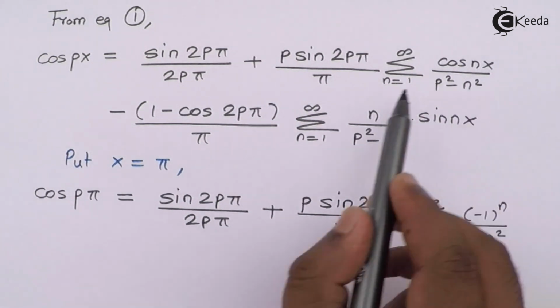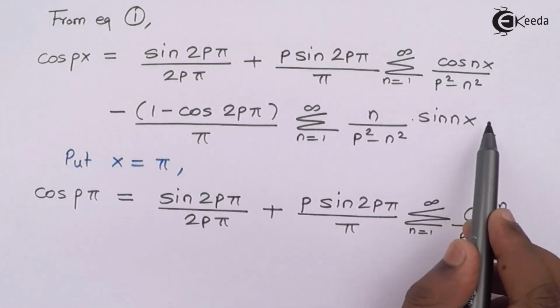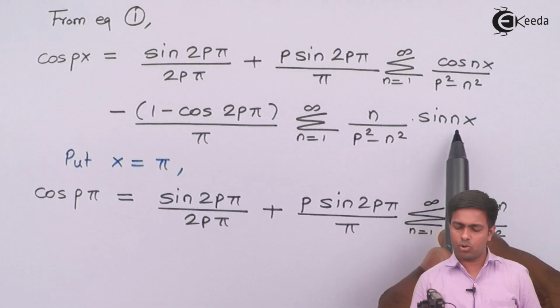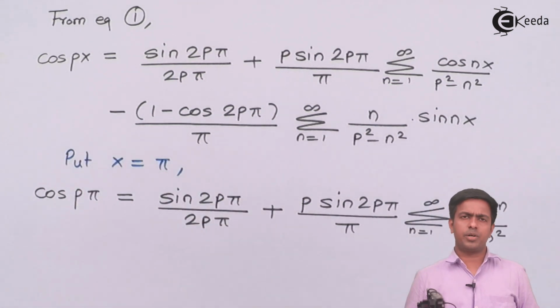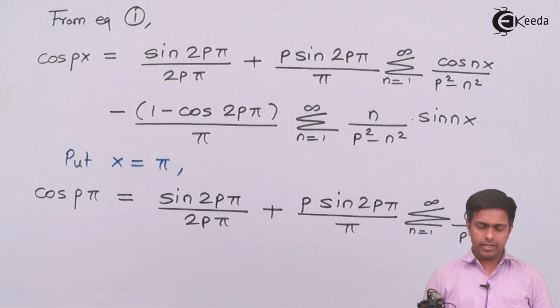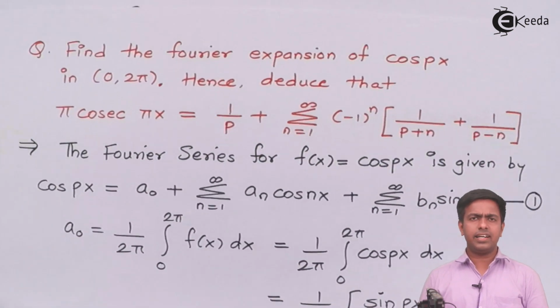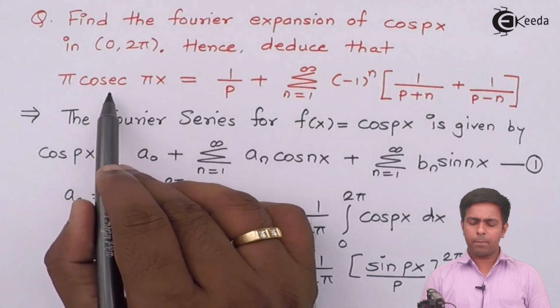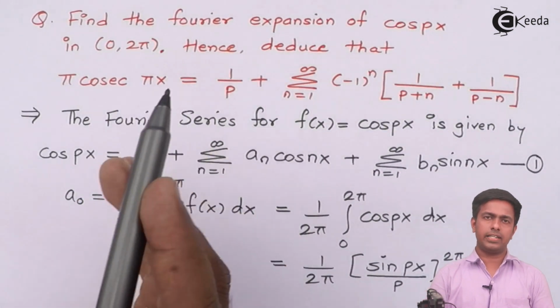Now let's see the next term. If I put x equal to pi, I'll get sine n pi, and guys sine n pi is 0, therefore this whole term is 0. So it means we just have these two terms now. Now let's see the deduction. In the deduction we want cosec pi x on the left hand side.